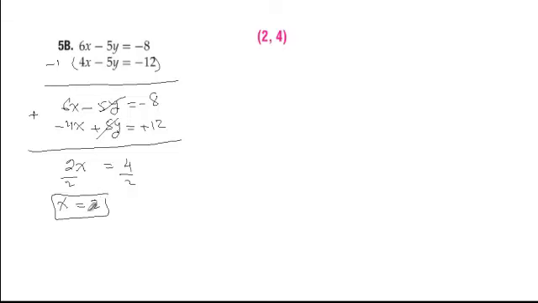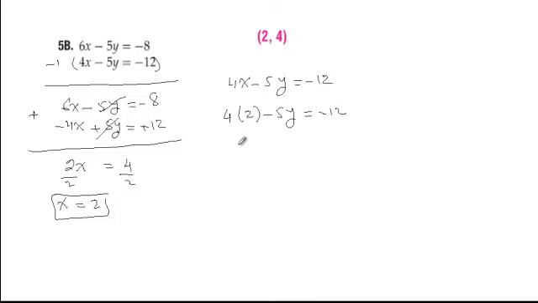Now we got x equal to 2, so we replace it in one of the equations instead of x, so we can get y. Let's use the second equation. Let's say 4x minus 5y equals to -12. Then replace x equal to 2 in this equation, you get 4 times 2 minus 5y equal -12.